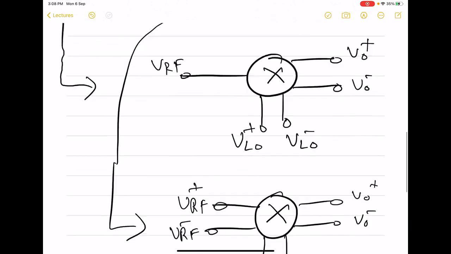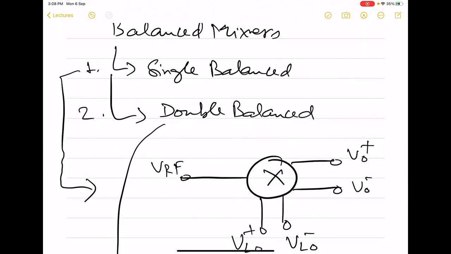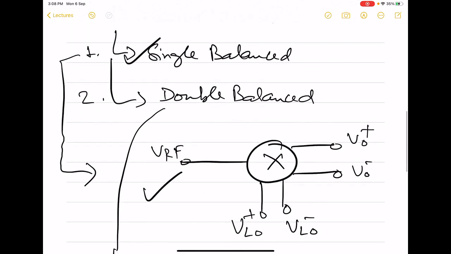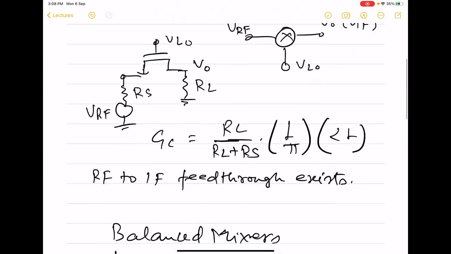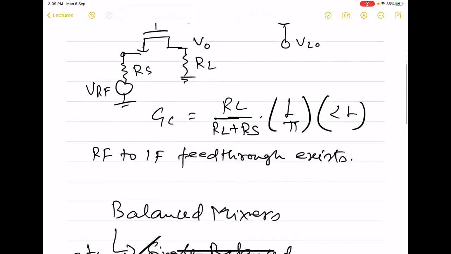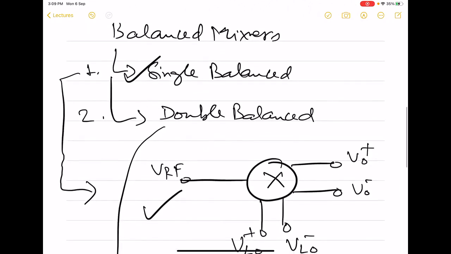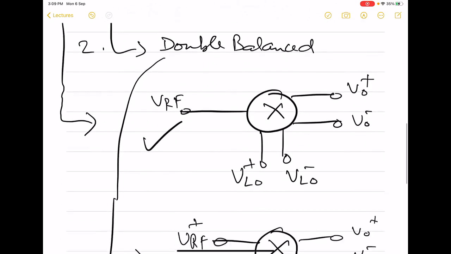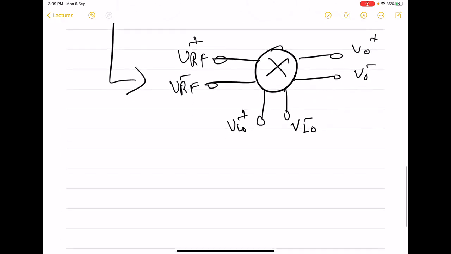So now we will first take up this single balance case, that means this circuit, then try to find out the conversion gain and compare the conversion gain of this single balanced with this unbalanced mixer, and then try to see whether there is any advantage in terms of conversion gain also or not. In terms of feed through, we will see that this performs better.